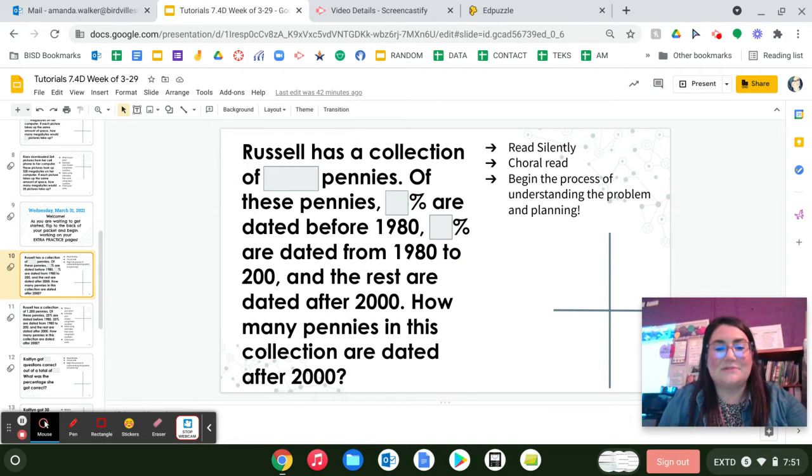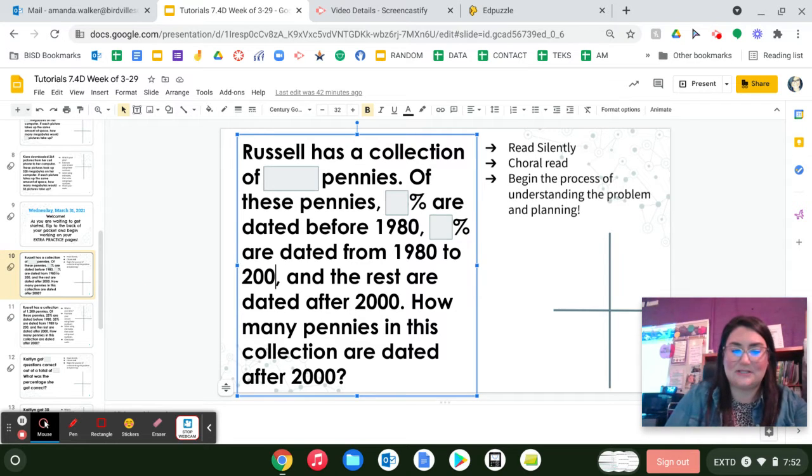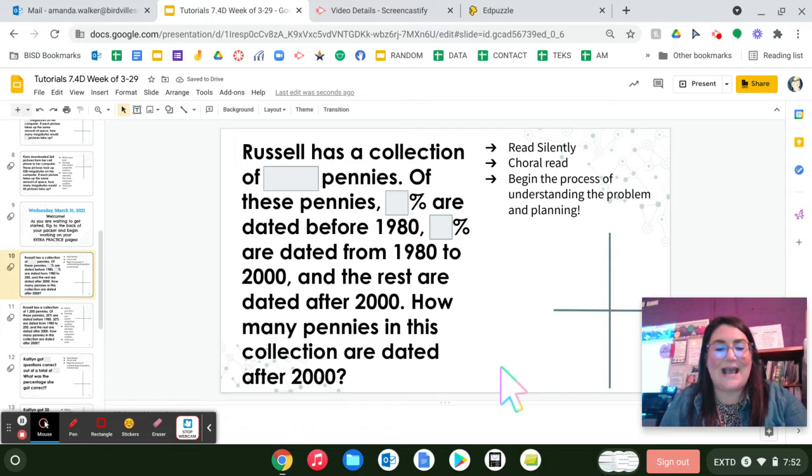So, our first problem today, if you will read it silently first, and feel free to pause the video at any time that you need to. Read it all out loud together. Russell has a collection of blank pennies. Of these pennies, blank percent are dated before 1980, blank percent are dated from 1980 to 2000, that should say 2000, and the rest are dated after 2000. How many pennies in this collection are dated after 2000?